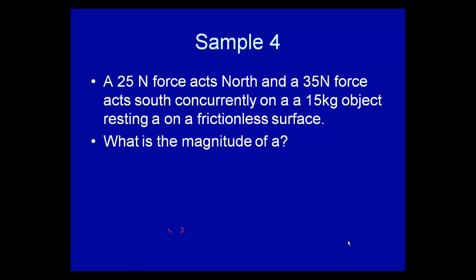Next, a 25 newton force acts north and a 35 newton force acts south concurrently on a 15 kilogram object resting on a frictionless surface. What is the magnitude of a?